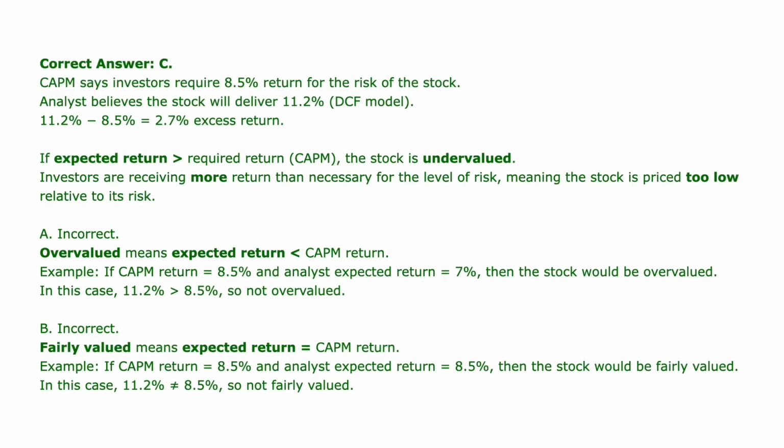CAPM required return equals 8.5%. Analyst's DCF expected return equals 11.2%. Since 11.2% is more than 8.5%, the stock is undervalued. Investors receive more return than required for its risk level. A. Overvalued would require expected return less than CAPM return, the opposite of what is given. B. Fairly valued would require expected return equals CAPM return. Not the case.